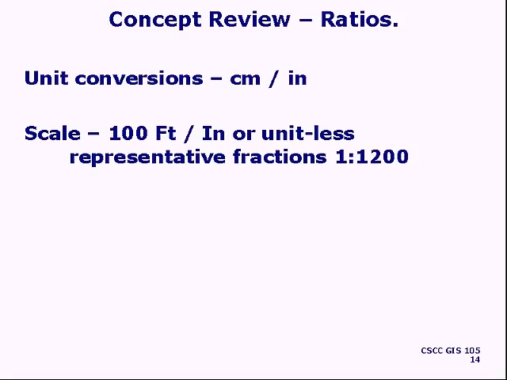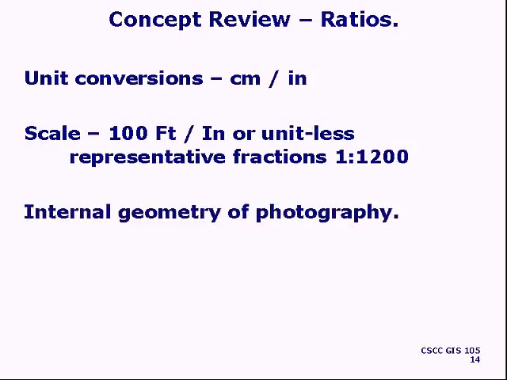1 inch is 100 feet. 12 inches in a foot. 12 times 100 gives us that 1 to 1200 as the representative fraction. One hand is 1200 hands. 1 foot on a map is 1200 feet. 1 fingernail on the map is 1200 fingernails in real life. So we've got that unitless fraction.